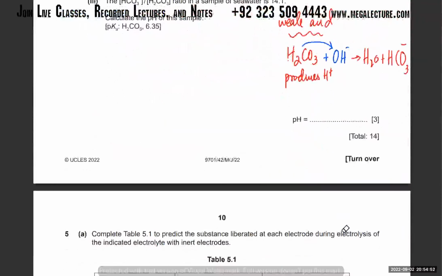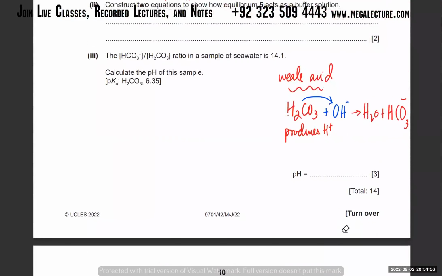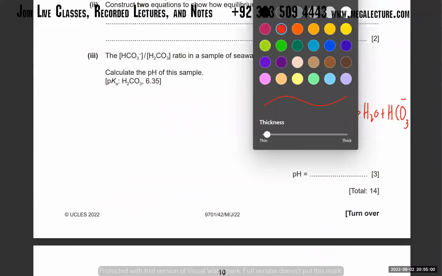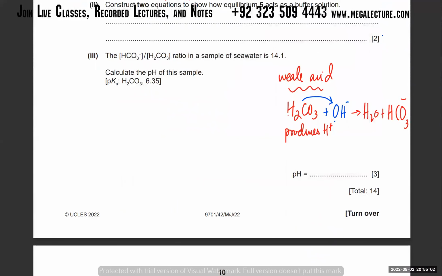Yes, sir. So now a buffer is something that if you add OH ions, it's going to immediately neutralize them. Which is why you need a weak acid in the solution. As soon as somebody adds OH ions into the solution, it quickly neutralizes those OH ions.